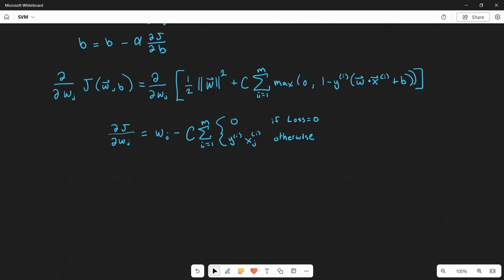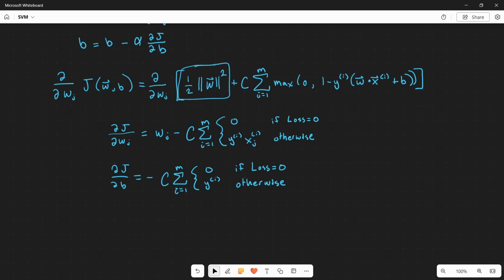Now let's look at the partial derivative with respect to b. All right, so here we have something a little bit different. In the partial derivative with respect to b, we're not going to have this wj, because this entire first term in the cost function can be seen as a constant and it doesn't have any bias in it. So no coefficient is going to be pulled out during the derivative. And then we're still going to have that minus c times the sum, where if there was no loss, then we don't need to add any value, so we'll say 0. However, if there was a loss, then we're going to add y at i.